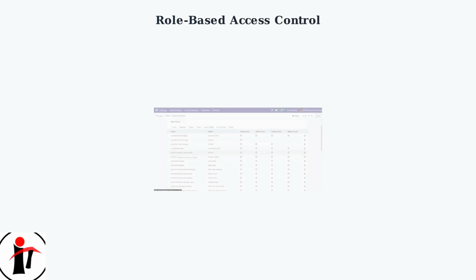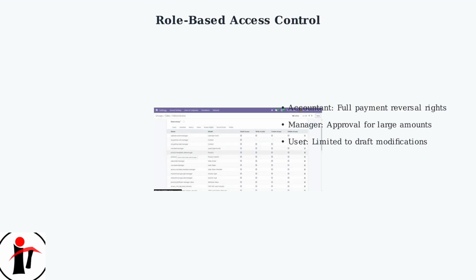Role-based access control is essential for maintaining compliance during payment modifications. Different user roles have specific permissions for payment operations, ensuring proper authorization and audit trails.